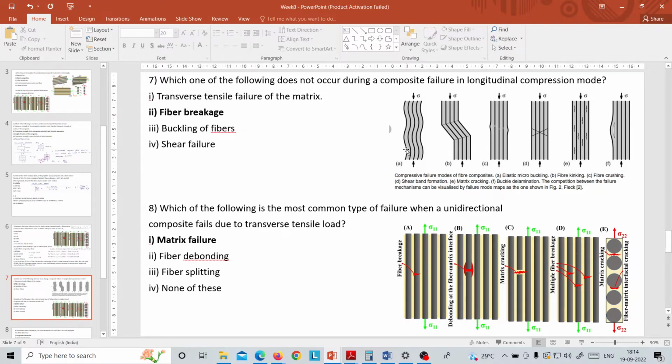In all these cases, the matrix is the first thing which is getting deformed, and therefore fiber breakage is the only thing which will not occur. Everything else will occur, and therefore the second is the answer.